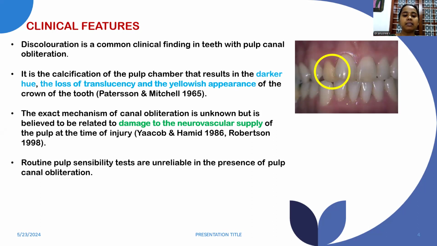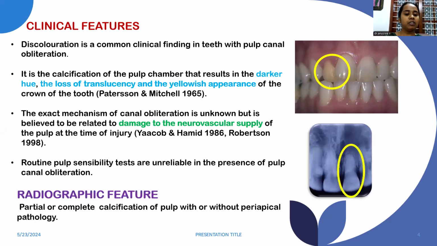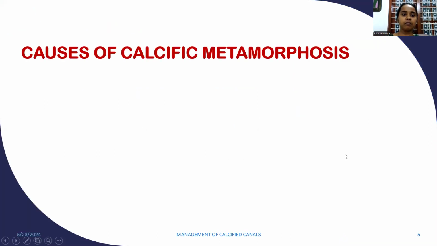Routine pulp sensibility tests are unreliable in the presence of pulp canal obliteration, and radiographic features include partial or complete calcification of the pulp with or without periapical pathology. You can see here in the radiograph that there is complete calcification of the pulp with no periapical pathology.